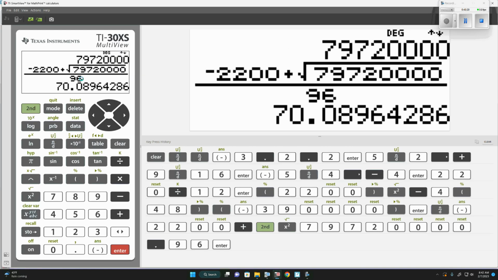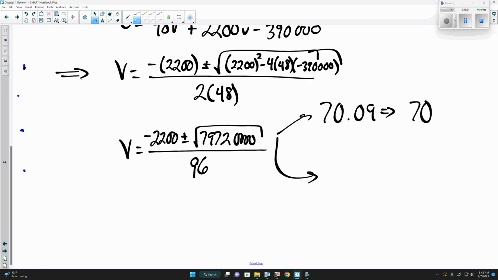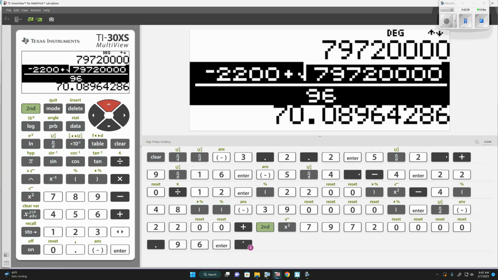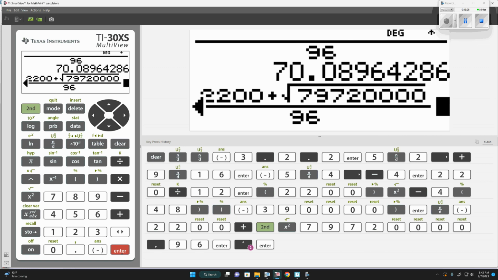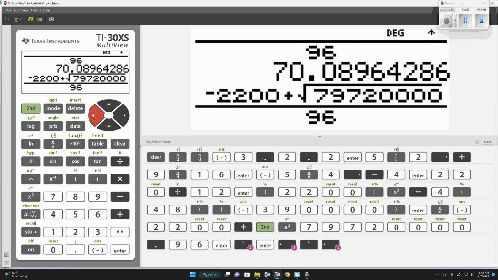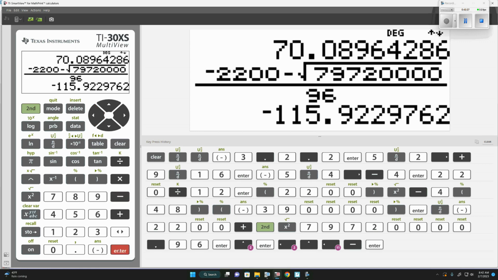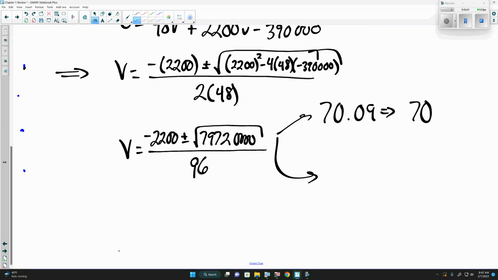We can also come back here. Okay. Go away, come back. I can select this again and use the cursor and come over in front of the square root and change it from plus to minus and enter again. Negative 115.9.